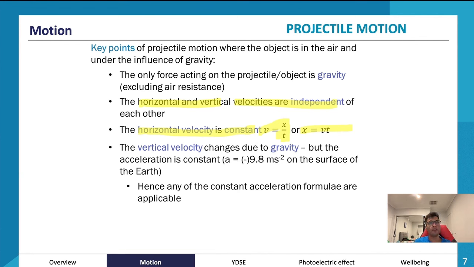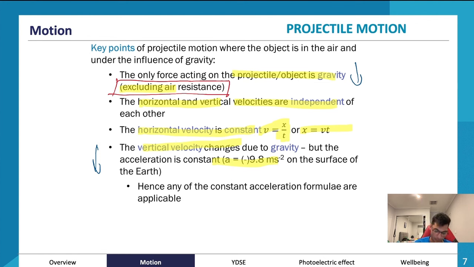When it comes to the vertical velocity, there is an acceleration, which is 9.8 or 9.81 meters per second squared downwards. Because of this, the only force acting on a projectile is the gravitational force, which is pushing it downwards. There's another dot point here where it says excluding air resistance. You will never be asked to calculate a projectile motion with air resistance. That is just way beyond VCE physics.